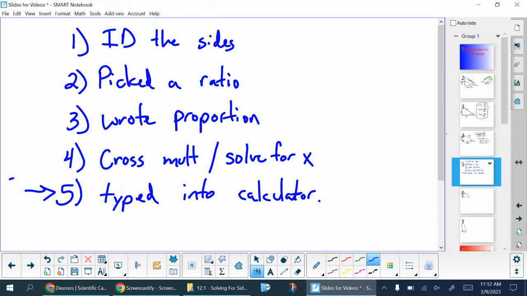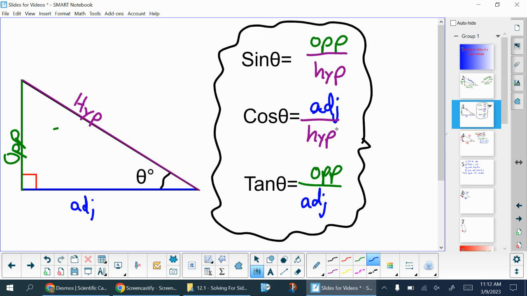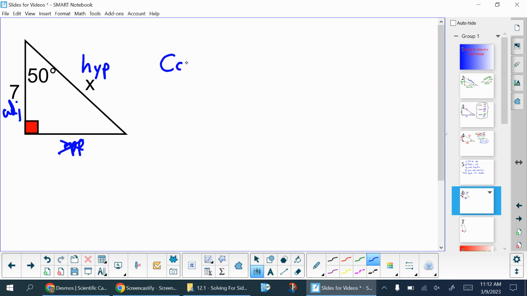I can show you an example of why that is on the next one. So let's take a look at this. Our first step here is going to be just like the last one, identify our sides. So here our 50-degree angle is up here. So that means this x is our hypotenuse. And because the 7 is right next to it, it's the adjacent. The opposite one is way over here, but we don't really care about that because we're not solving for the opposite at all. So if I have adjacent and hypotenuse, that has to be cosine. So I'm going to write my equation with cosine.